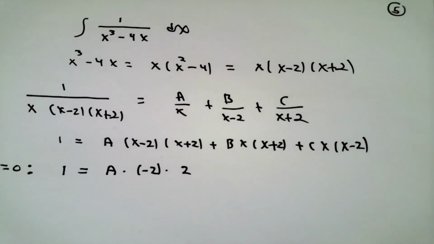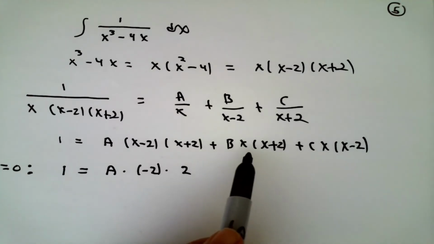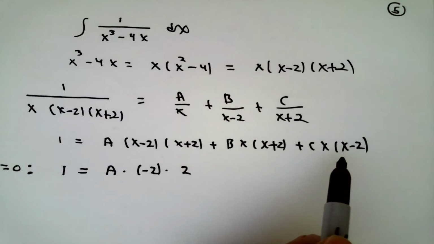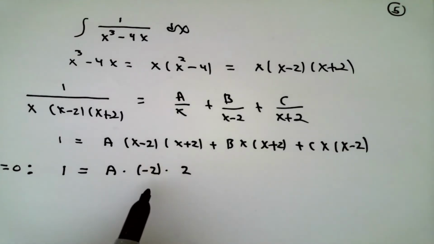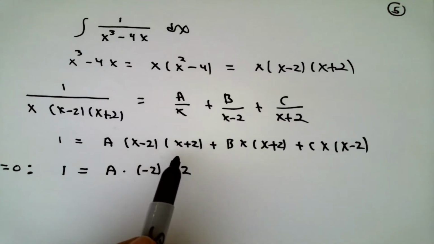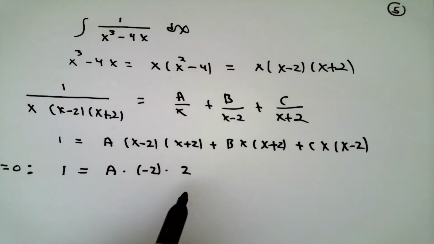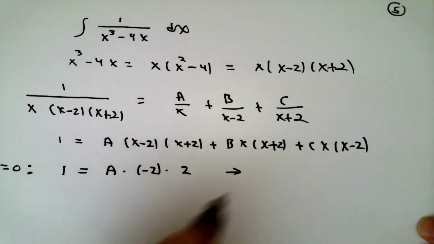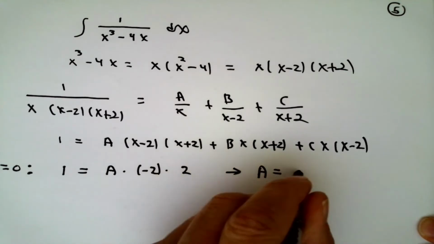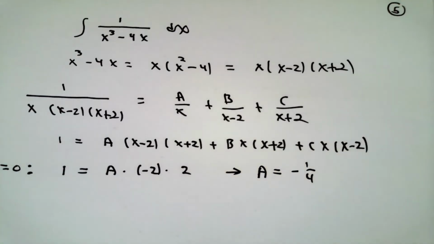If x is 0, then this term is 0, and that term is 0. 0 minus 2 is negative 2. 0 plus 2 is 2. This tells me that 1 and negative 4 times a must be the same number. This tells me that a must be negative 1/4.